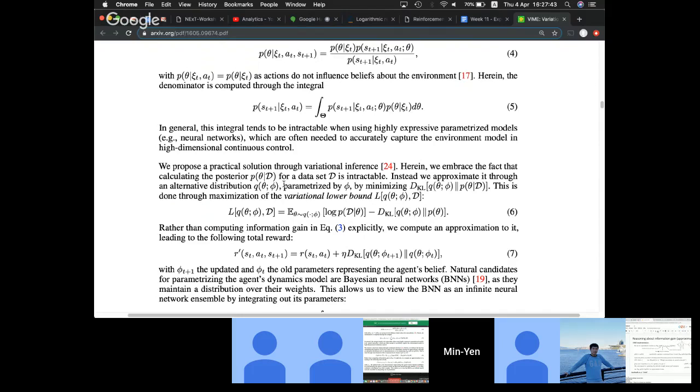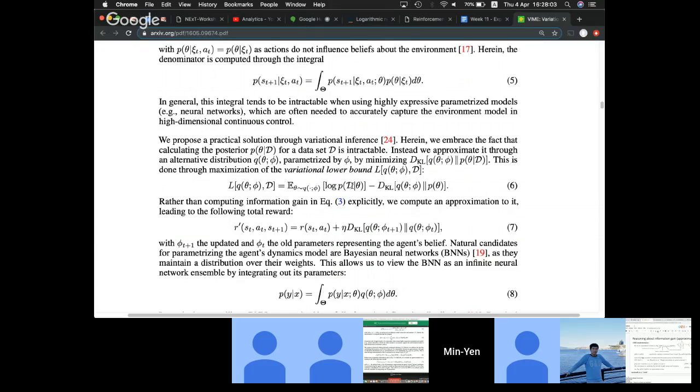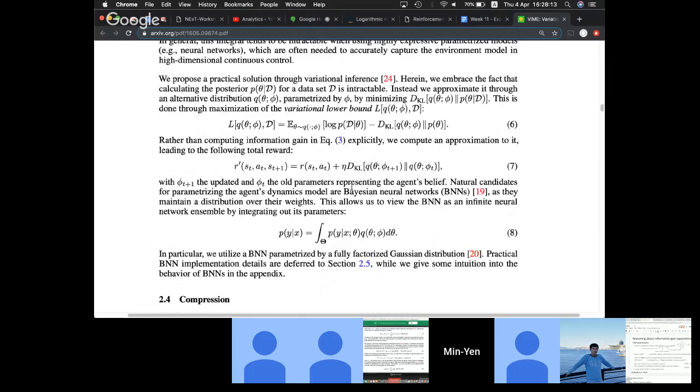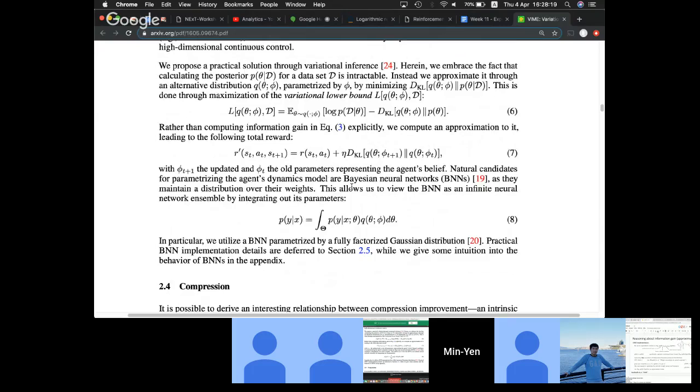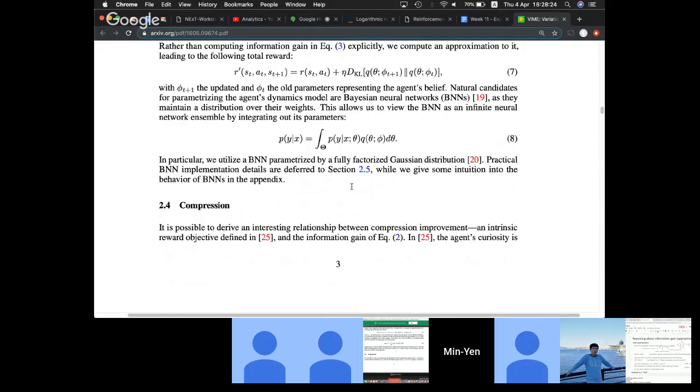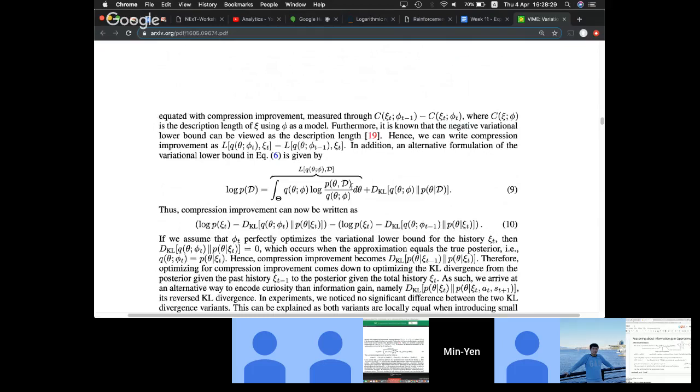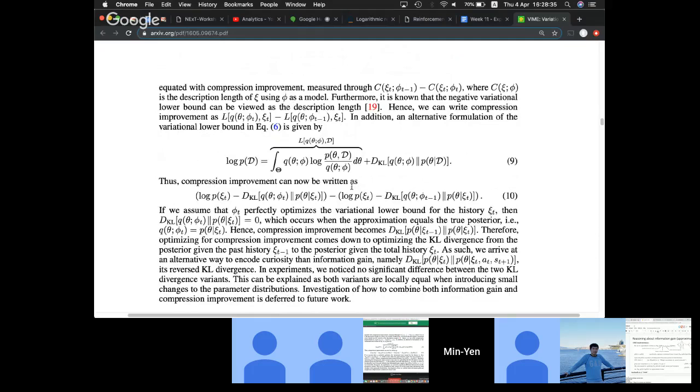So you're going to approximate through an alternative distribution, this Q of theta and phi, parameterized by phi, by minimizing this divergence. So we want the two distributions to match, right? And then this can be done through the variational lower bound. I'm just speaking off the cuff, so if you know better than me, please say. So this is my understanding of that. I don't have anything else to say here, so we'll go back to the slides.